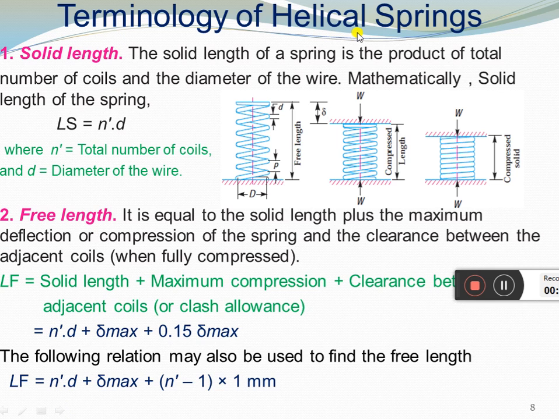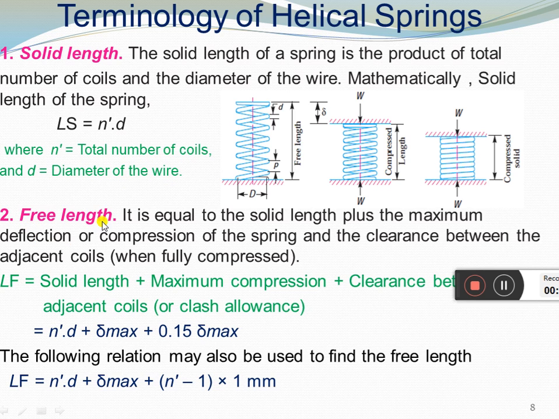And terminologies of helical spring. So the different terminologies are there in a helical spring. One is solid length. The solid length is the compressed length of the spring, that is Ls, which is equal to N dash into d. So N dash is total number of coils, how many coils are there, and d is diameter of the wire of the spring.